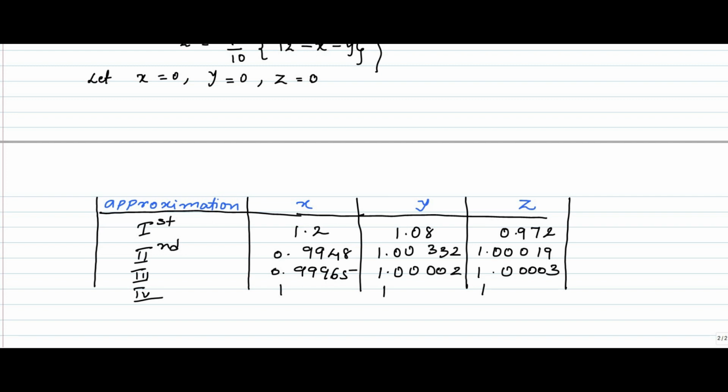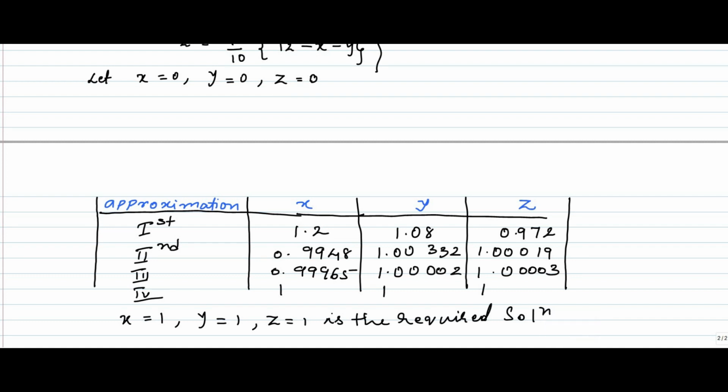So again, if you go for the fifth approximation, you are going to get the same value. So I am going to stop at this stage and write the solution as x equal to 1, y equal to 1, z equal to 1 is the required solution for the given system of equations.